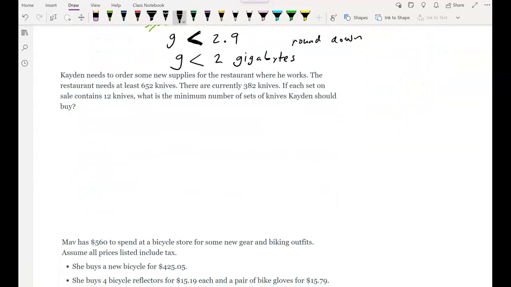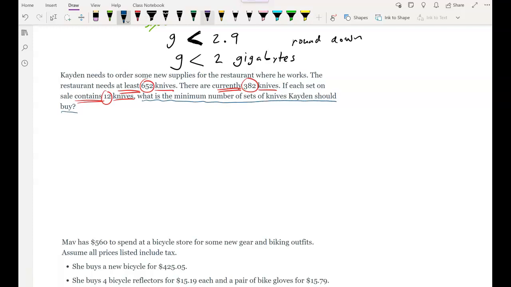Okay, the next question says, Caden needs to order some new supplies for the restaurant where he works. The restaurant needs at least 652 knives. At least 652. There are currently 382 knives. Currently, that means that's what they have right now. If each set on sale contains 12 knives, what is the minimum number of sets of knives Caden should buy? So this is our question. What is the minimum number of sets that he should buy?